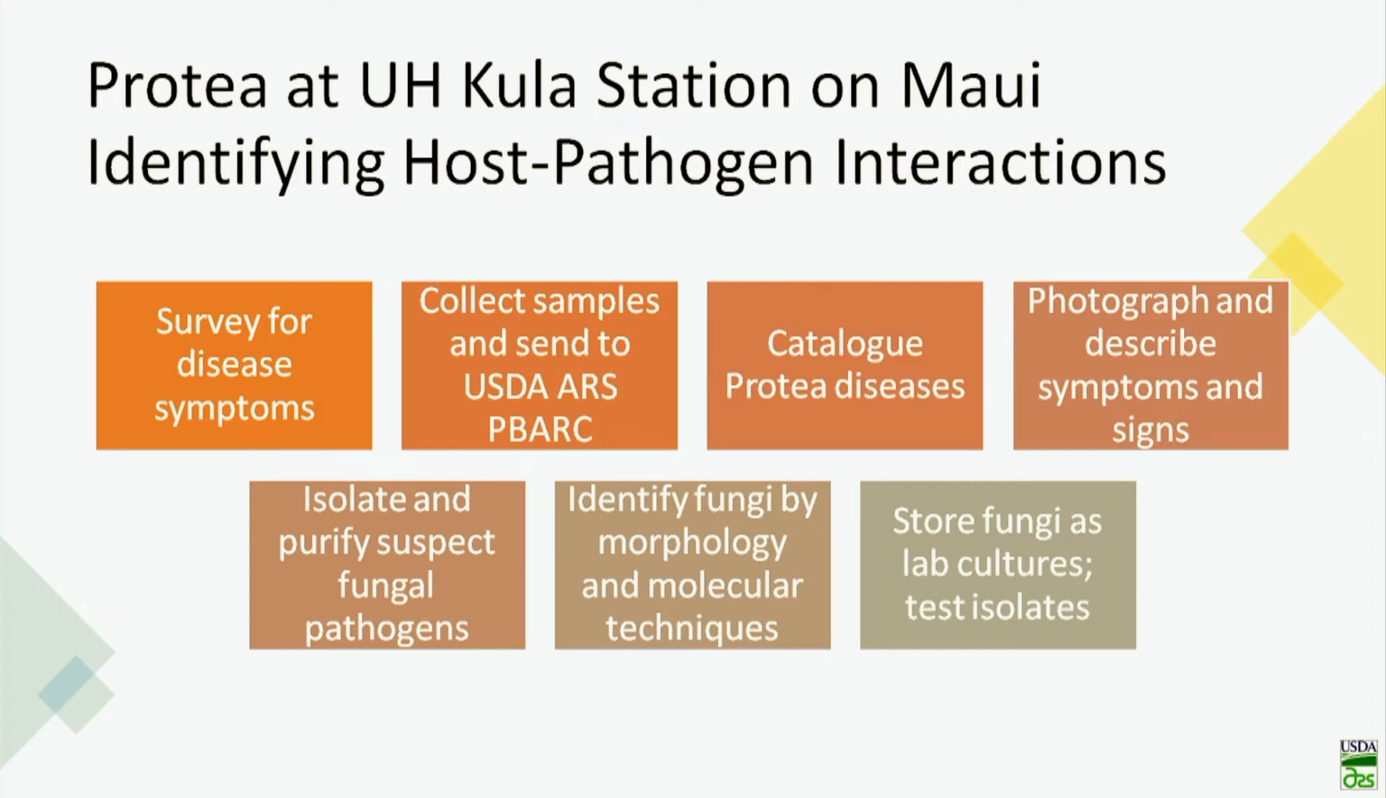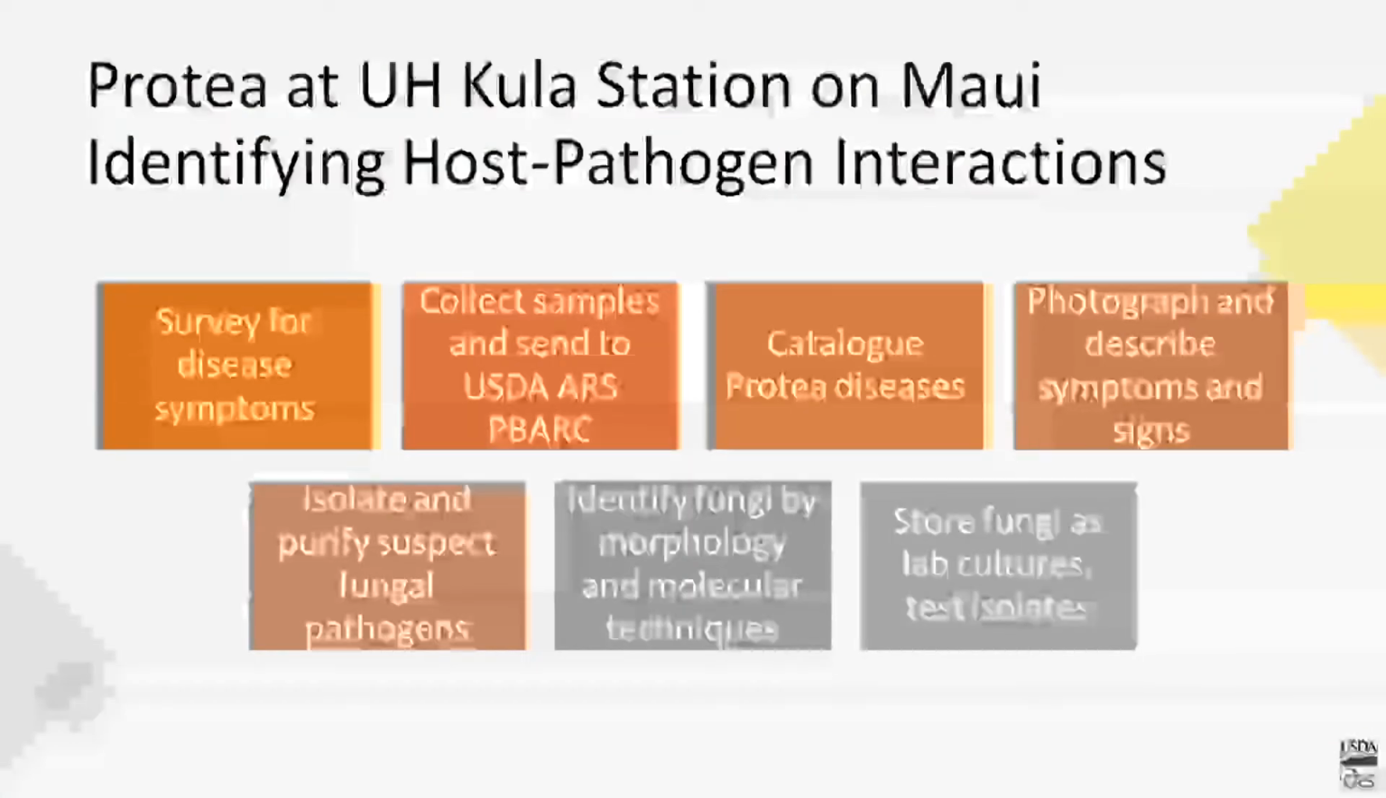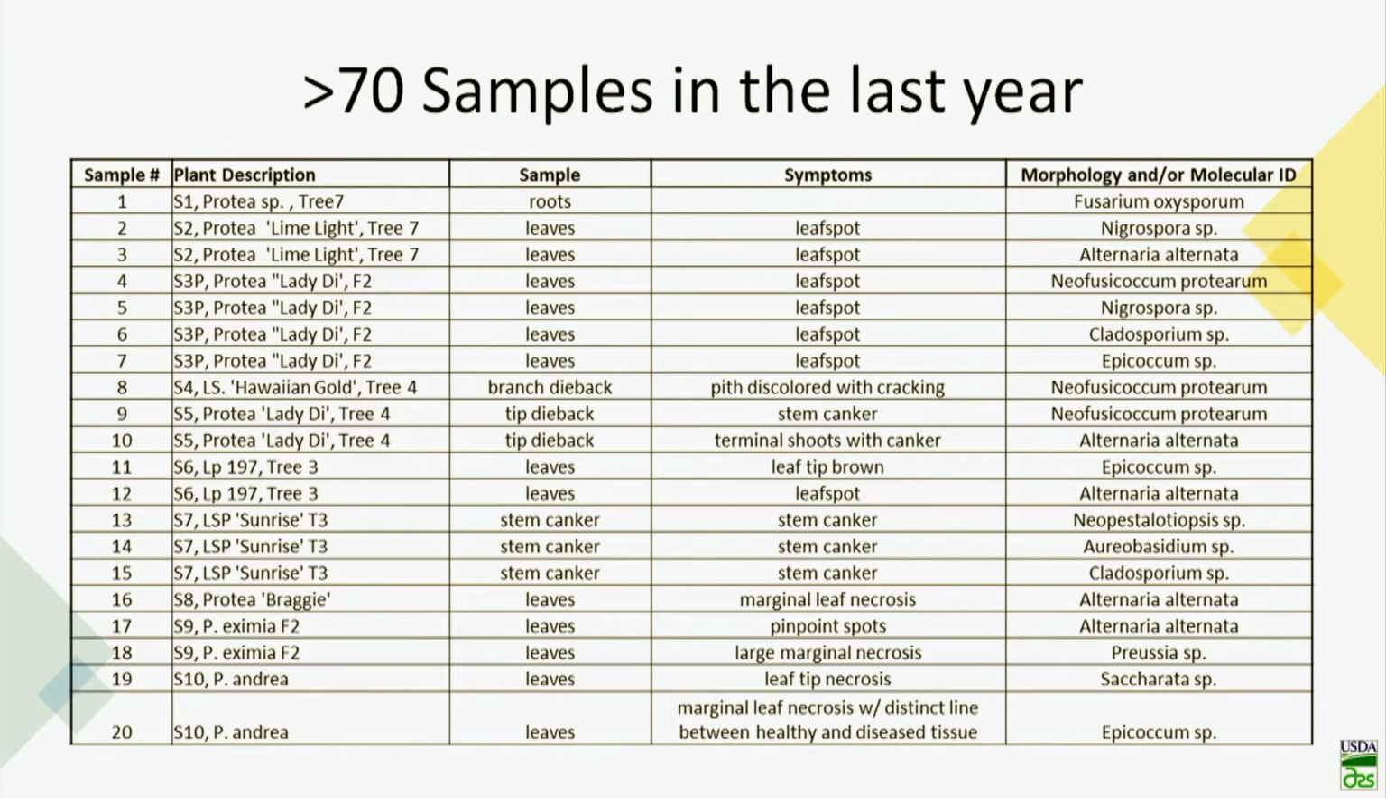Okay? We then isolate and purify these suspect fungal pathogens, identify them by morphology and molecular techniques, store them in a permanent culture in case we want to refer back to them, and also keep them actively growing in the lab in order to actually do tests with them, either pathogenicity tests, fungicide tests, and the like. Okay, so again, the credit to the lab crew.